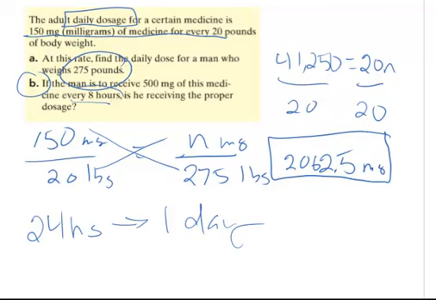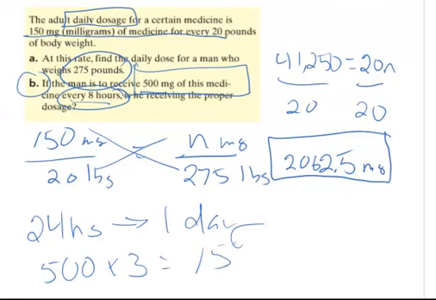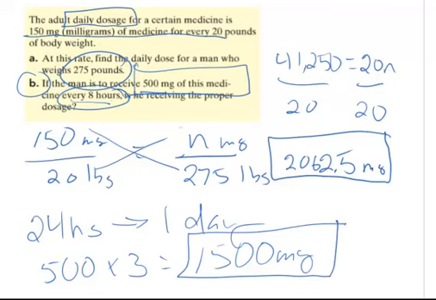Okay? If this man is going to get this amount of medicine every 8 hours, what would I have to multiply 8 by to get 24? I'd have to multiply it by 3. So that means I need to take that amount of medicine, which is 500, and multiply that by 3. That's going to give me 1,500 milligrams of medicine. Now the question says, if we were to give him 500 milligrams every 8 hours, that means we'd give him 500 milligrams 3 times a day, which would give us 1,500 milligrams. Is that the same number as this one here? No, it isn't. So is he receiving the proper dose? Not at all.